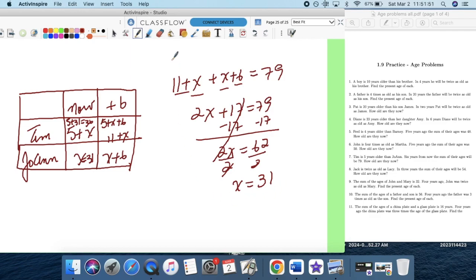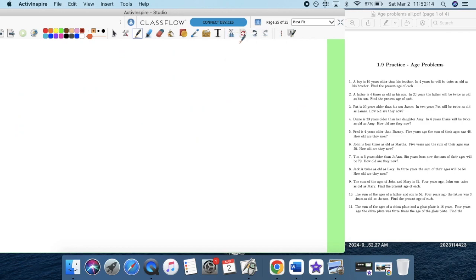I can go back to my original equation, replace everything. Replace my x's with 31, and see if the left side equals my right side. 31 twice is 62. 62 and 11 is 73, and 73 plus 6 is 79. Good. Everything checks.